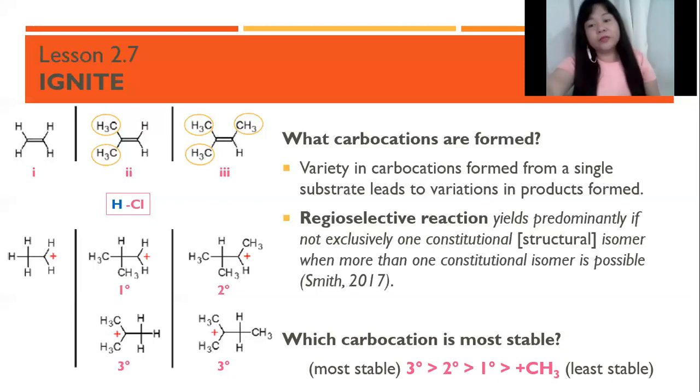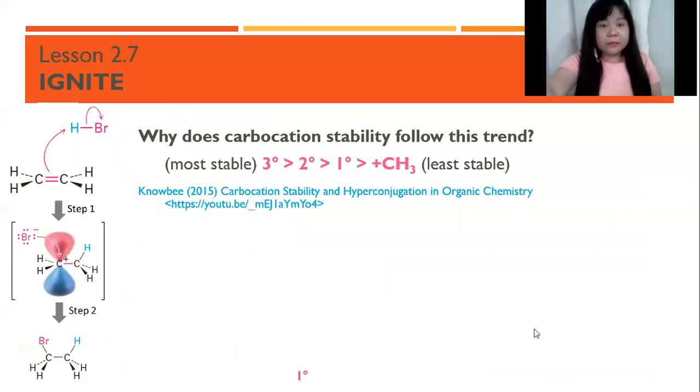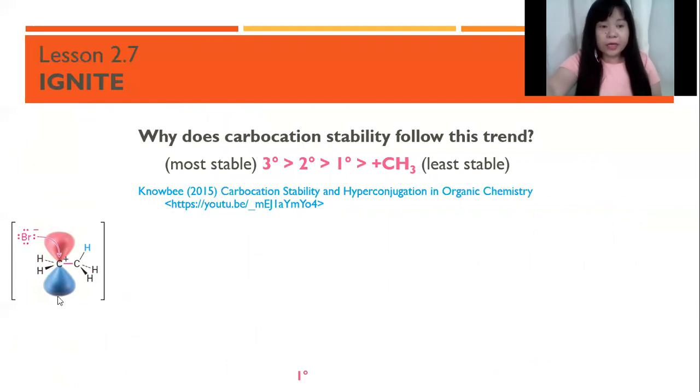So which carbocation is most stable? The trend is tertiary carbocations are most stable compared to secondary, primary, and methyl carbocations. Now, why is that? The module suggests visiting this video, so you may watch this video, but in a glimpse, carbocation stability follows this trend because of hyperconjugation.